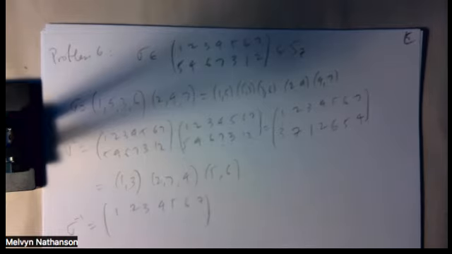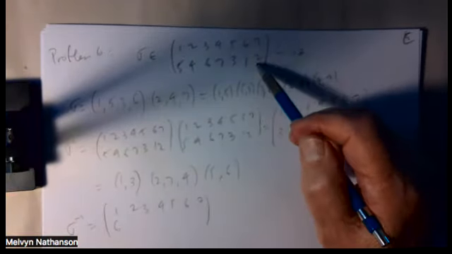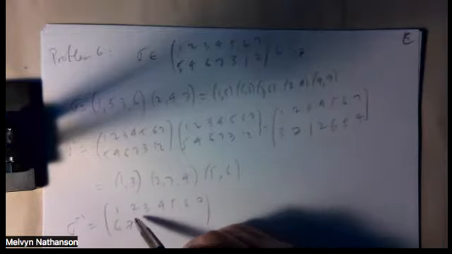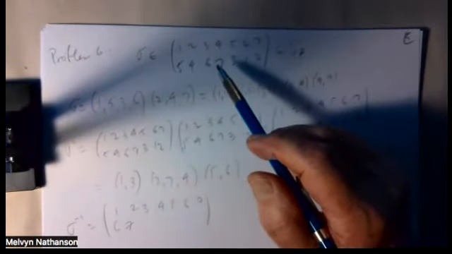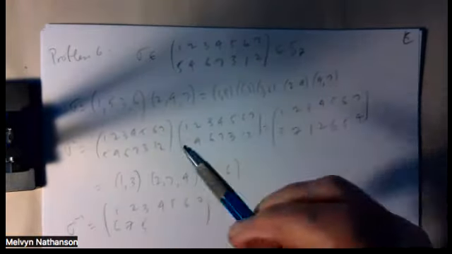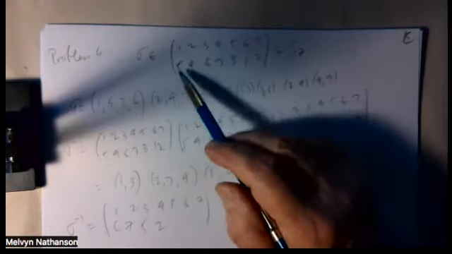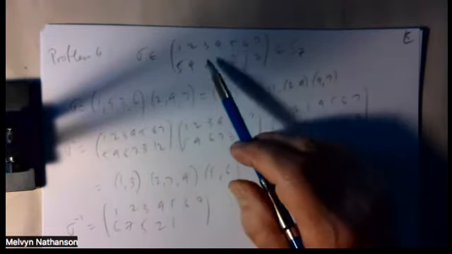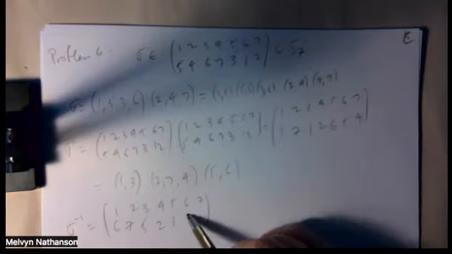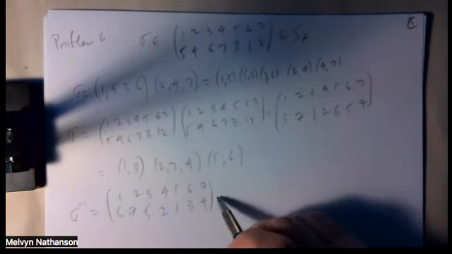What is sigma inverse? Sigma sends 6 to 1, so the inverse sends 1 back to 6. Sigma sends 7 to 2, so the inverse sends 2 back to 7. Sigma sends 5 to 3, so the inverse sends 3 back to 5. 2 goes to 4, so 4 goes back to 2. 1 goes to 5, so 5 goes back to 1. 3 goes to 6, so the inverse sends 6 back to 3. 4 goes to 7, so the inverse sends 7 to 4. So in standard form, this is sigma inverse.